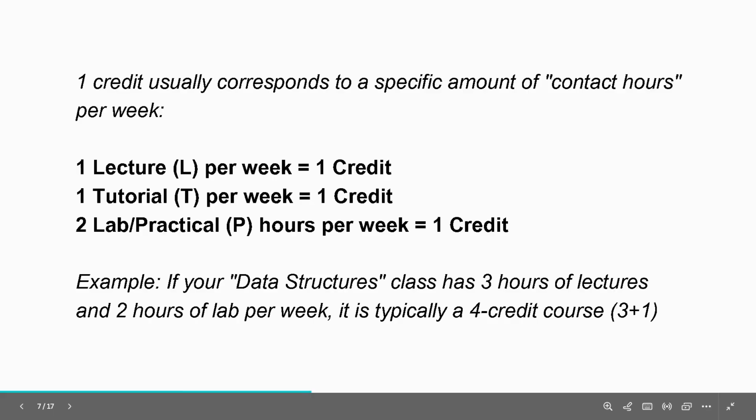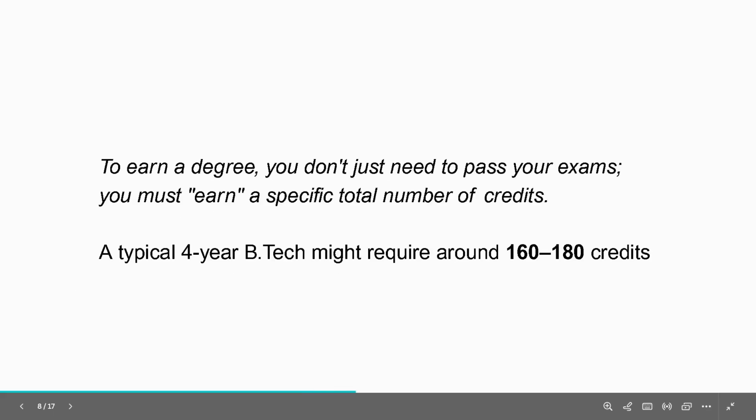To earn a degree, you don't just need to pass your exams. You must earn a specific number of credits. A typical 4-year BTech might require around 160 to 180 credits, but again, it depends on the course, on the college, on the region or country where you are studying.